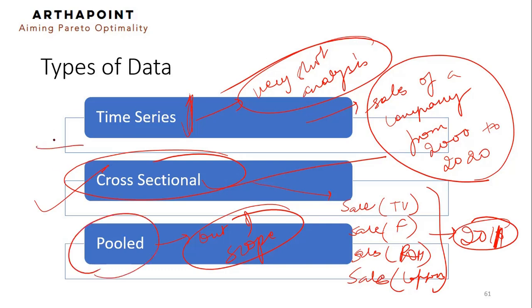So pooled is time series plus cross-sectional. So if I ask, what are the sales of TV, fridge, washing machine, laptops, etc. in 2011, 12, 13, 14, and so on. So many periods, many variables, that is your pooled data.